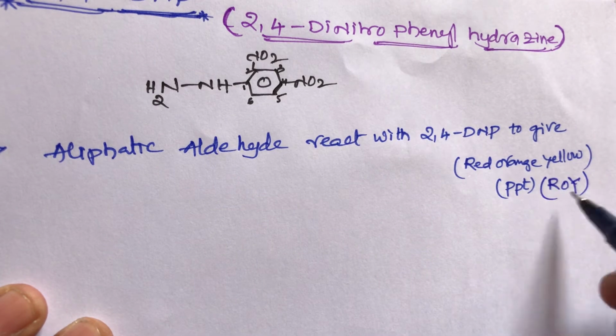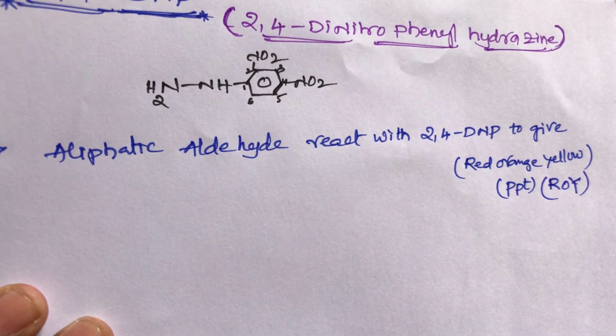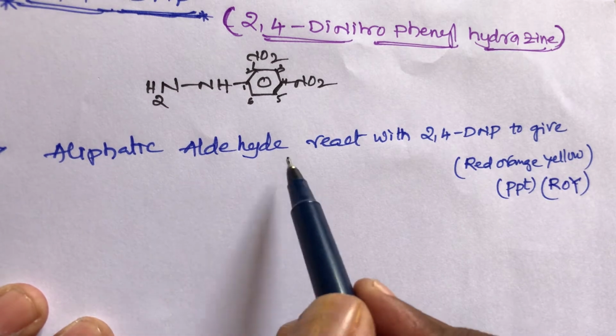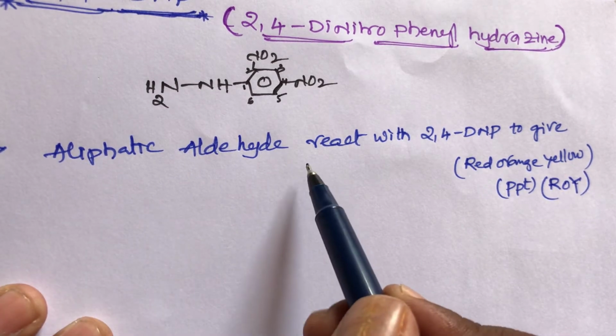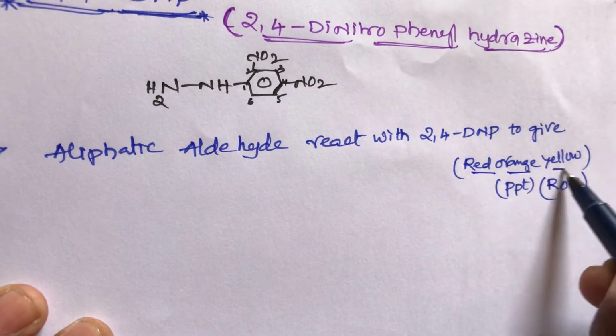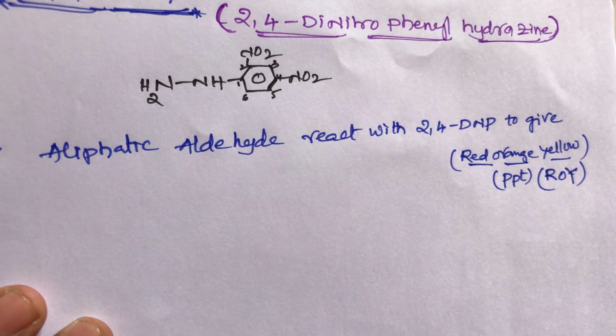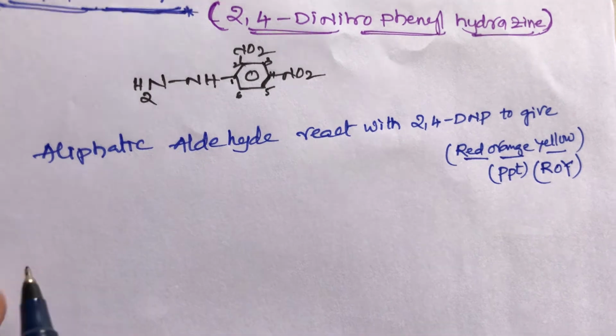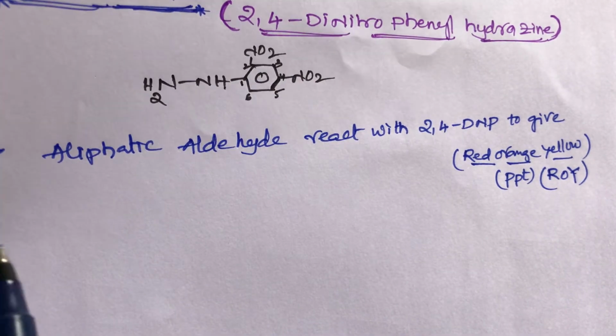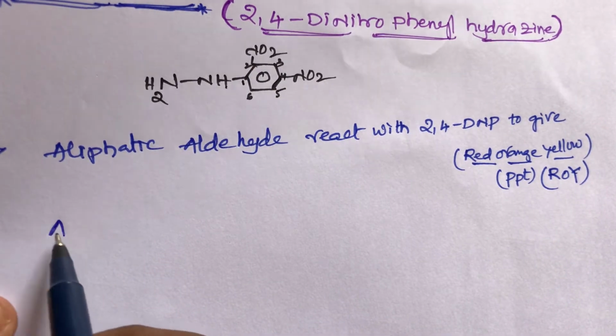Remember, students, ROY. When 2,4-DNP reacts with aliphatic aldehydes, a red, orange, yellow precipitate will be formed, that is, a mixed color will be formed. This is very important, students. So now the second one, students, is aromatic aldehydes.